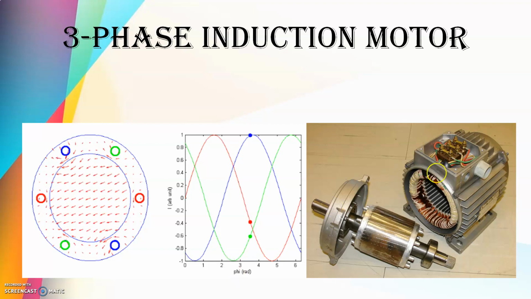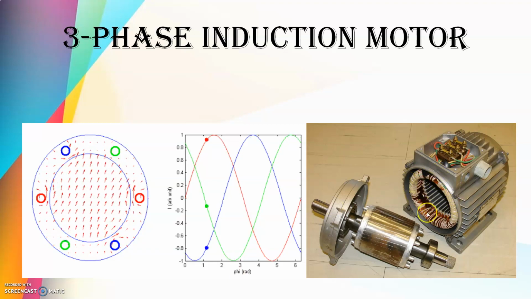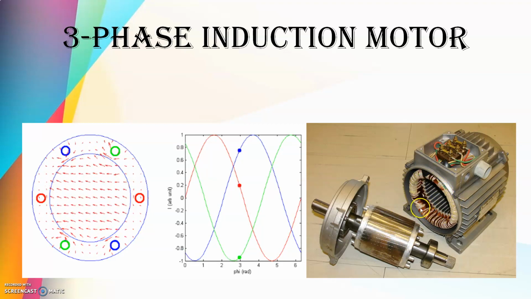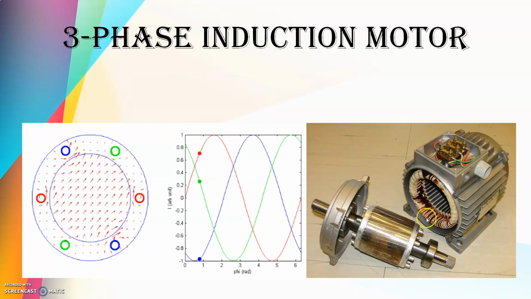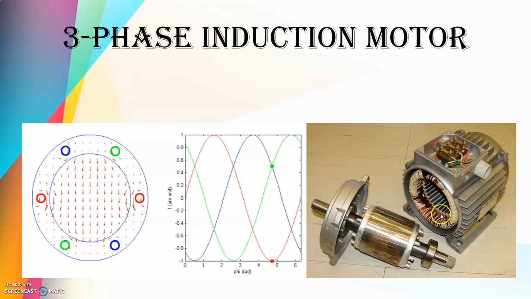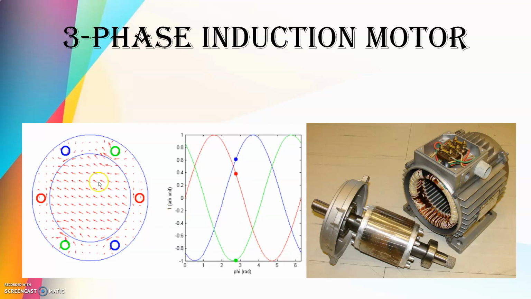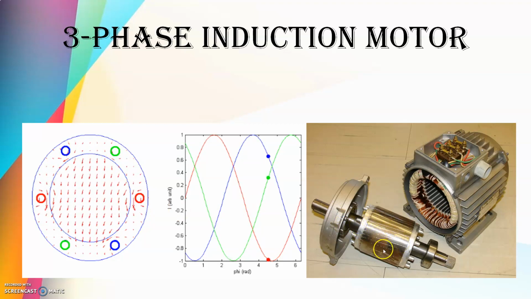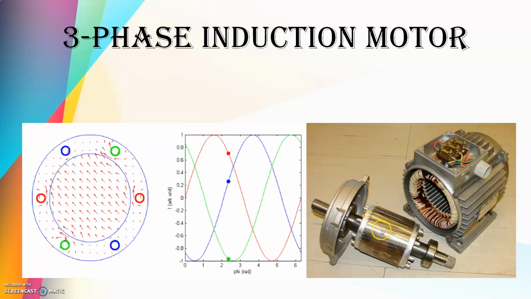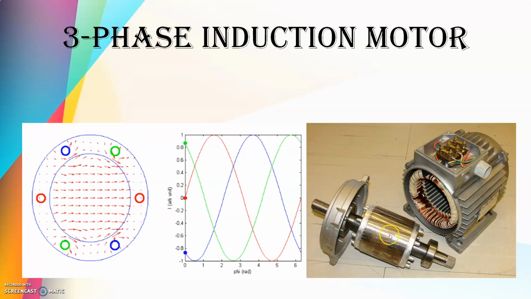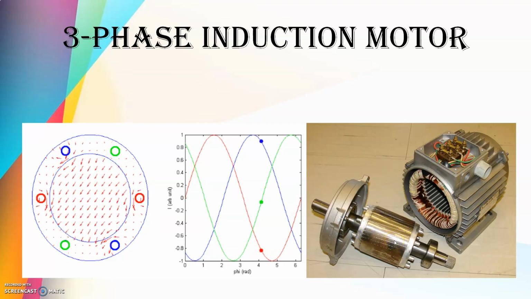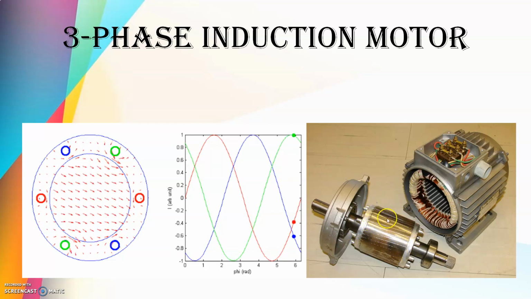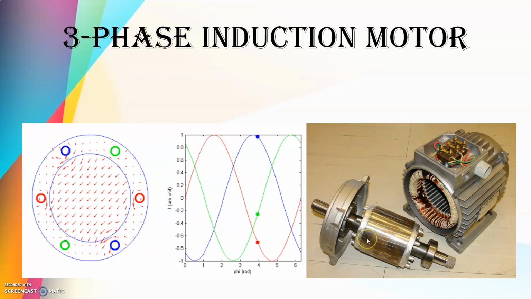So in an induction motor we have a stator and a rotor. The stator of a three-phase induction motor is fed from a three-phase AC supply, and this three-phase AC supply will set up a rotating magnetic field of this kind in the stator, and this will link with the rotor conductors, and this will induce an EMF in the rotor conductors according to electromagnetic induction, and this EMF will circulate a current in the rotor circuit if it is closed circuit.